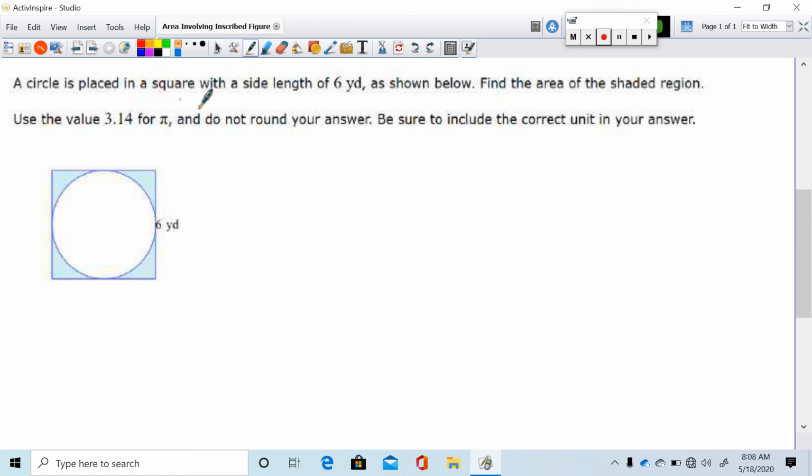Okay, a circle is placed in a square with a side length of 6 yards as shown below. Okay, so we've got a square as the large shape. And the part that they cut out, the unshaded region, is a circle. They cut out a circle. So the area of a square is side squared. So they told you the side was 6. So 6 squared is 36.